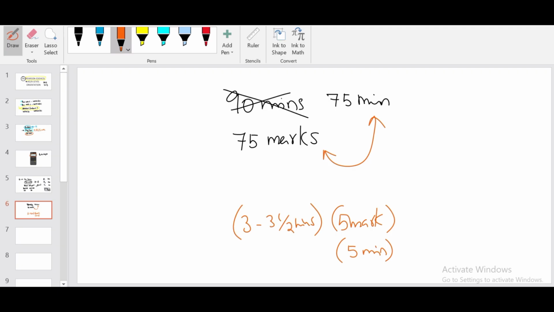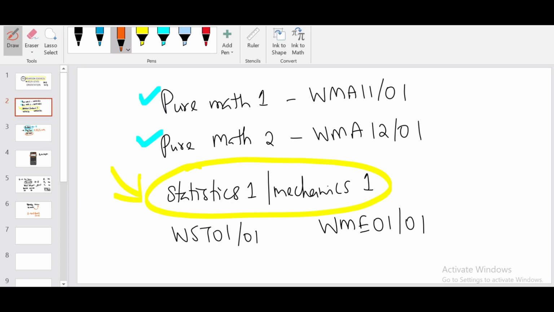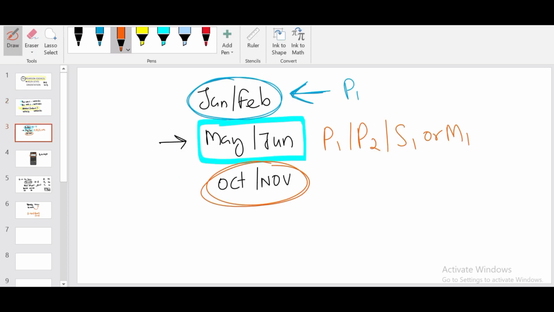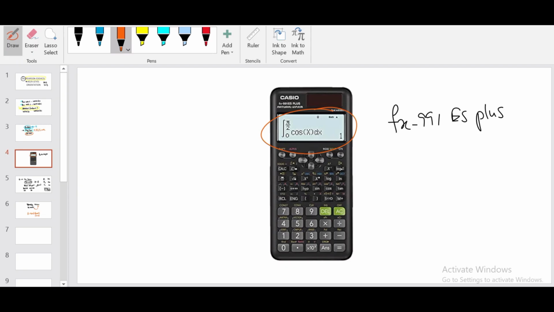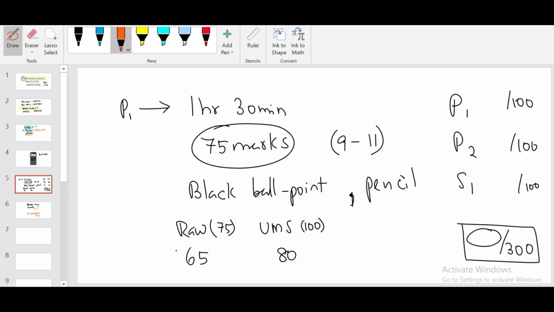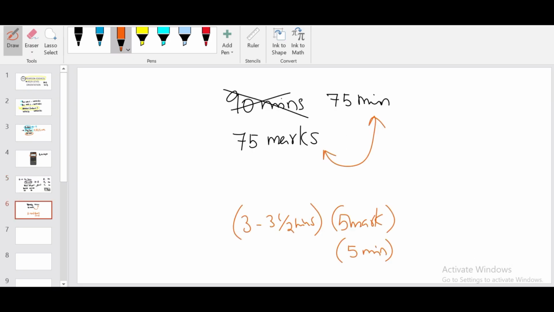The balance time, you need to keep it for harder questions. There are harder concepts like graphs and transformation, trigonometry, radians and all. So you can use the balance time on those harder questions. So my piece of advice from day one: you need to monitor your time. Time management is very important. Okay, so you have 3 components, and then these are all the exam series, and then this is the calculator you should be using, and then how the UMS raw score works, and then the time management.